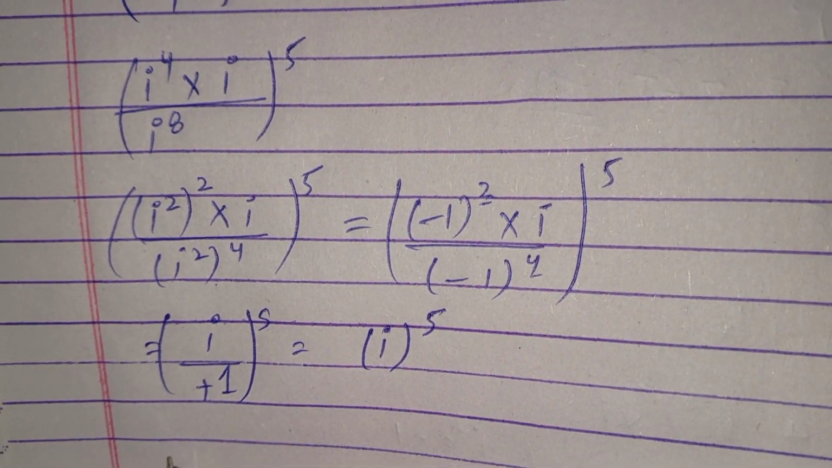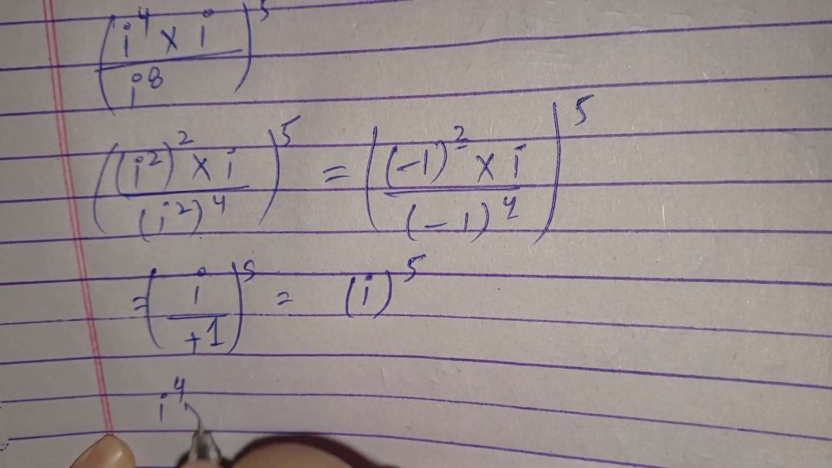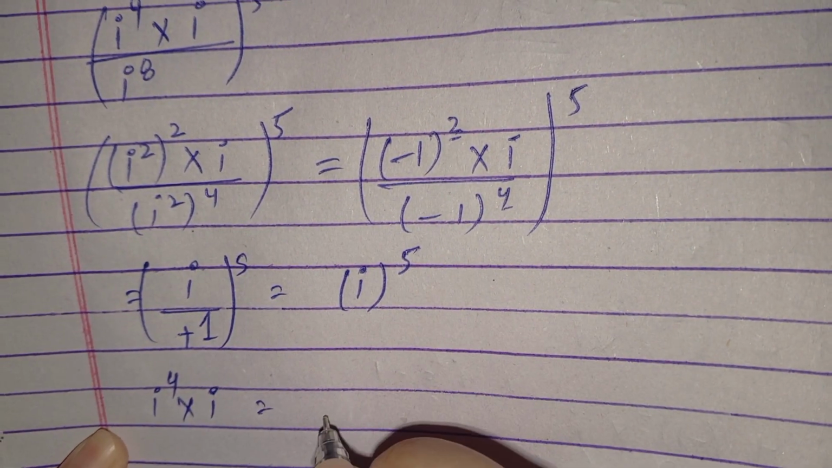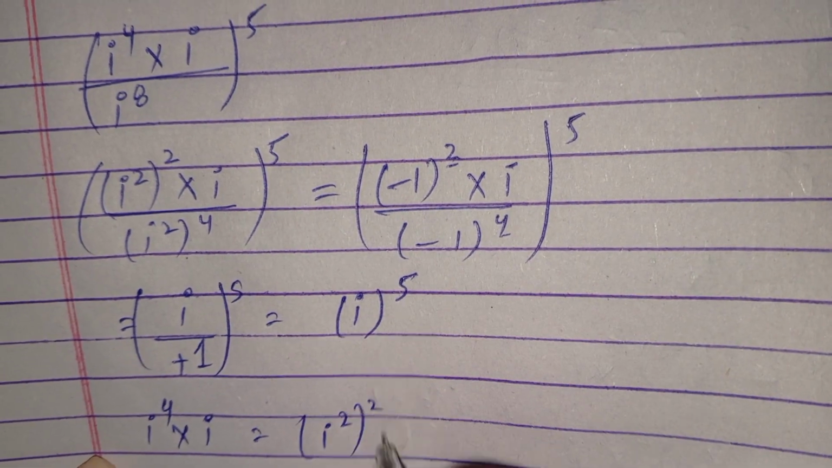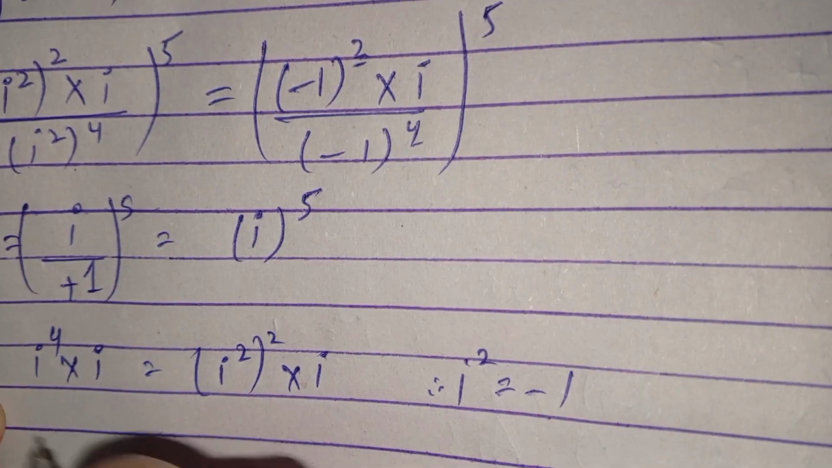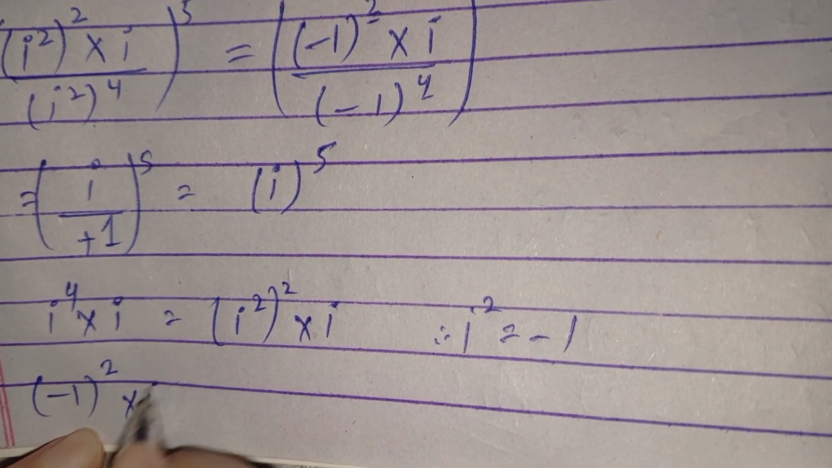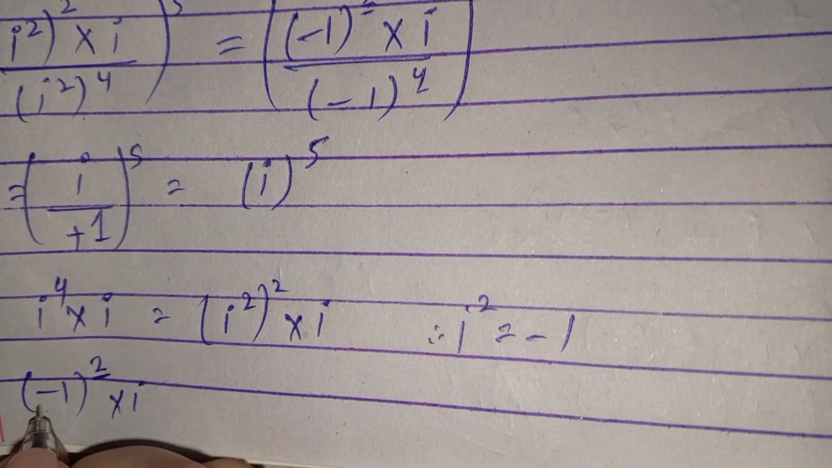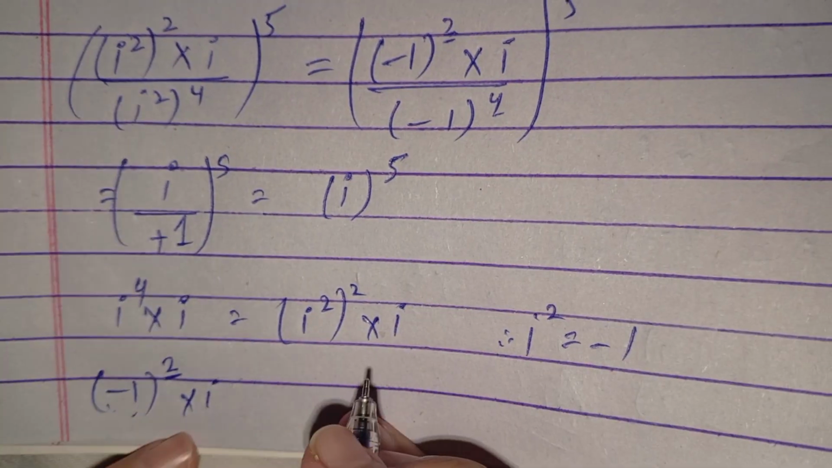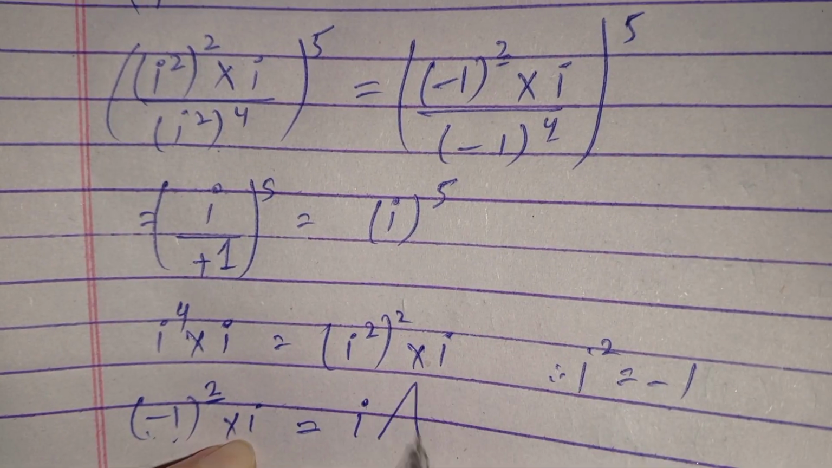This is simple. i⁵ will be divided into two parts again. i⁴ cross i, which is again (i²)² cross i. And we know that i² is equal to −1. So (−1)² cross i. And when we have an even power, our −1 will become positive. So plus 1 multiplied by i is equal to simply i. This is my answer.